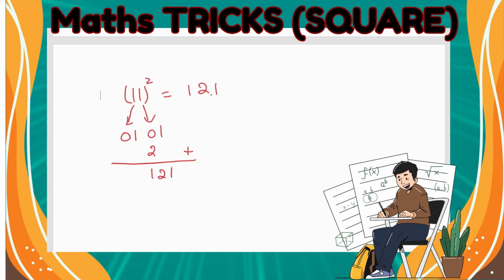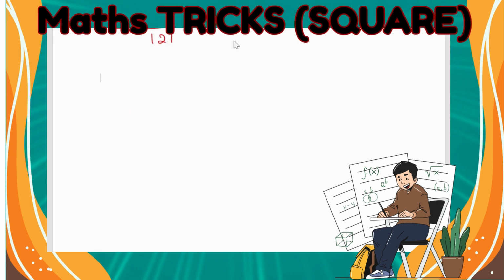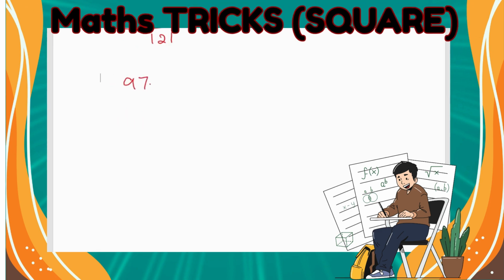Okay. Let's do one more example, then I will give you a few questions to try. 97 squared. It's a big number and it's a bit tricky as well. Okay, so what's 7 squared? 7 squared is 49. What's 9 squared? 81. So we're going to write down here 81. The next step is 9 times 7 times 2. Correct? 9 times 7 is 63. 63 times 2 is 126. We're going to write down here 126.